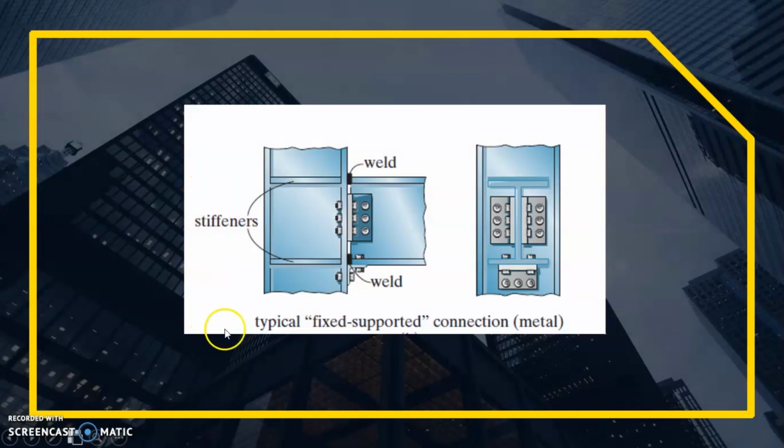Ito yung example ng typical fixed supported connection. As you can see, yung top and bottom, nilagyan ng another support, naglagay ng weld. As you can see, may angle bar, tapos bolted din. Pag ganyan na guys ang nangyari, tapos may stiffeners pa, hindi na mag-rotate yung beam natin from top or bottom. Magkakaroon tayo ng moment na yung moment natin from beam, malilipat na to column. Kaya, ang tawag sa kanya is fixed supported connection.